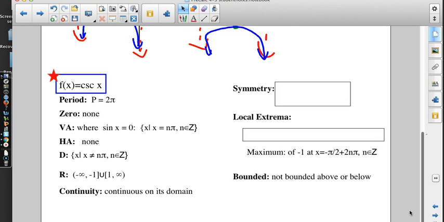Range is the same as it was for cosecant. We've got a gap. We're graphing from negative infinity up to -1, but then we have a gap up to 1 and 1. It is continuous over its domain. Again, very important that we say continuous on its domain. Those vertical asymptotes cause a problem.